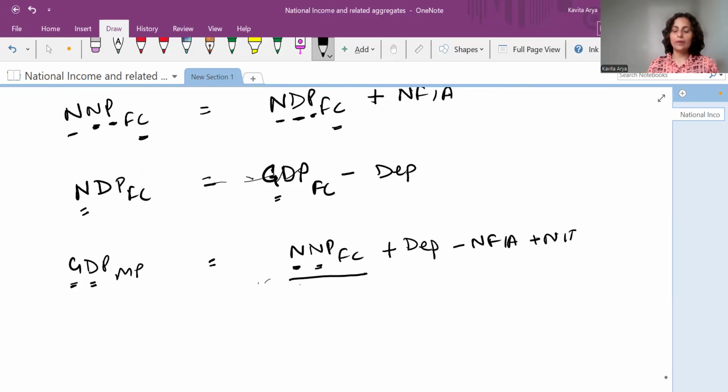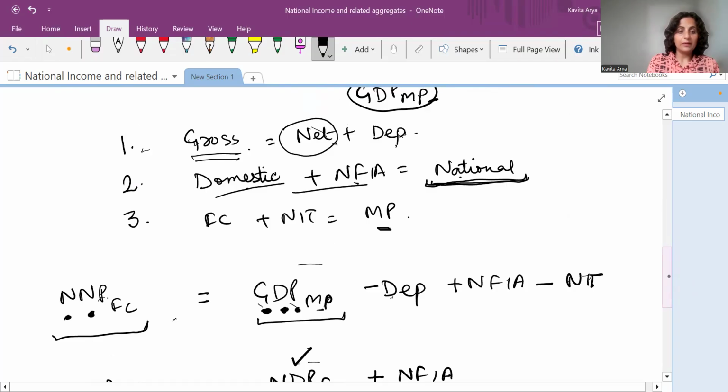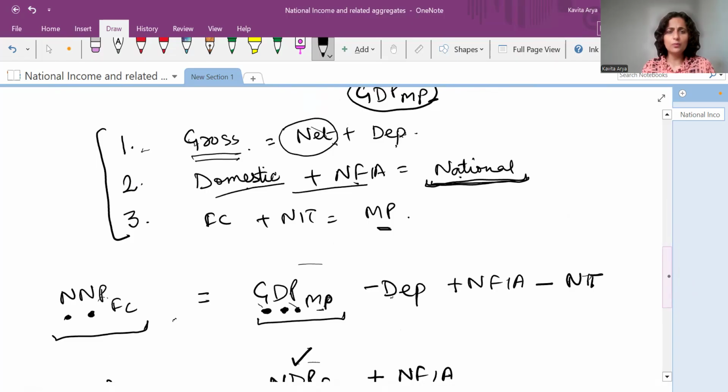These conversions are vital, most important, and the backbone for doing these conversions is these three equations. You must learn all these three equations by heart. Instead of learning and cramming, you must understand the meaning. Whenever depreciation is added to net, that gives you gross. In domestic, we add NFIA to get national. And when NIT is added to factor cost, that becomes the market price.